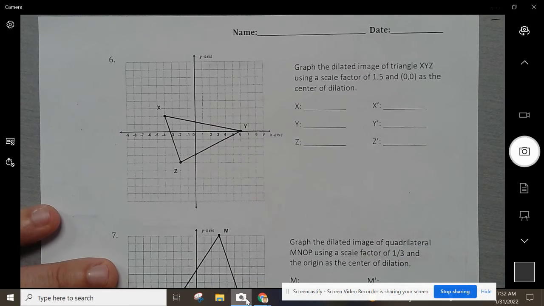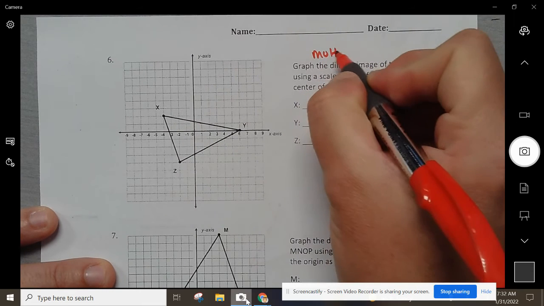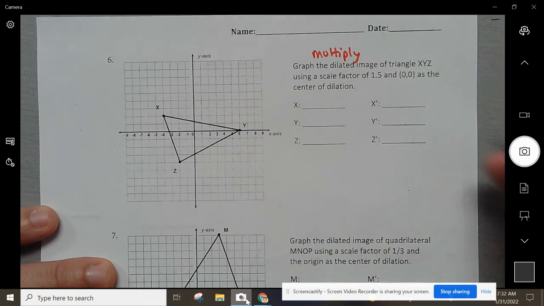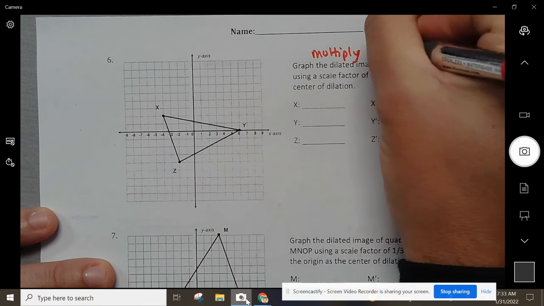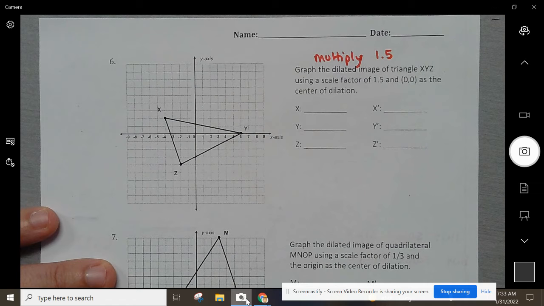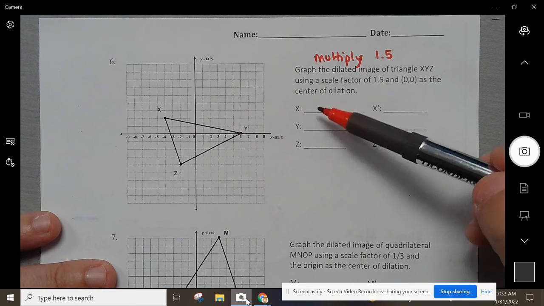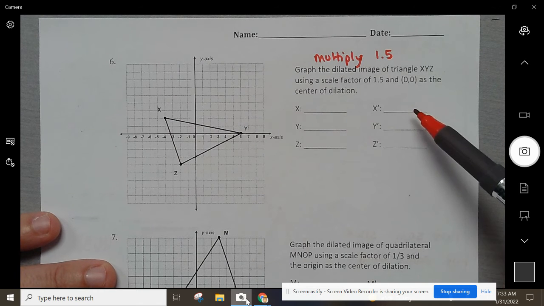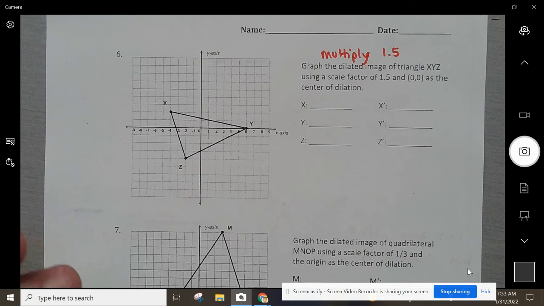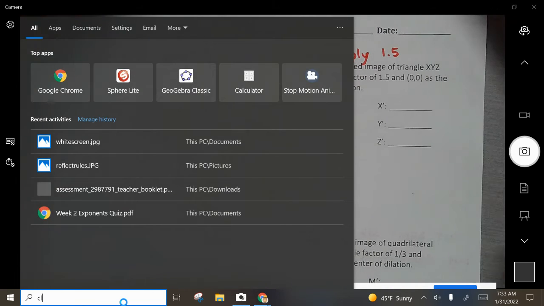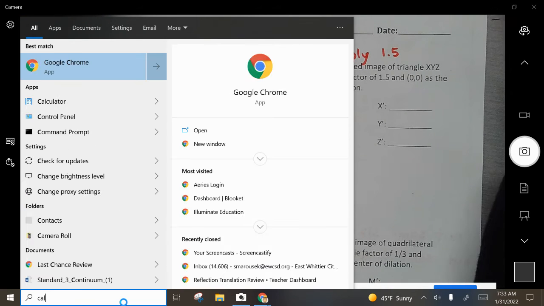So this one, you're going to use your calculator. If you want to open up your computer, get your calculator out. And you're going to multiply everything by 1.5. Okay? Use your calculator and multiply everything by 1.5. You guys can do this. Write out your coordinates, multiply them all by 1.5 using your calculator. And then I'm also going to do the same. I'm going to pull up my calculator real quick, and we're going to do the next one because that's where it gets a little bit different.